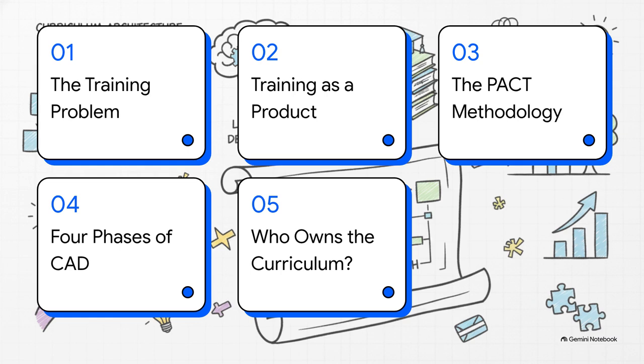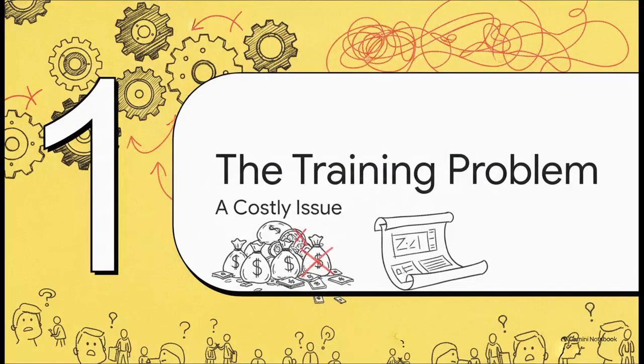We'll start with the corporate training problem, then look at training as a product line, break down the PACT methodology, walk through the 4 phases of CAD, and finally, ask who actually owns the curriculum. Let's jump right in. So, Part 1, the corporate training problem.